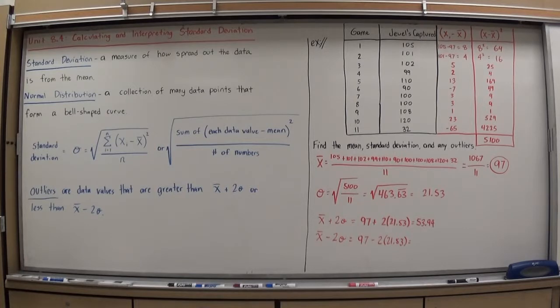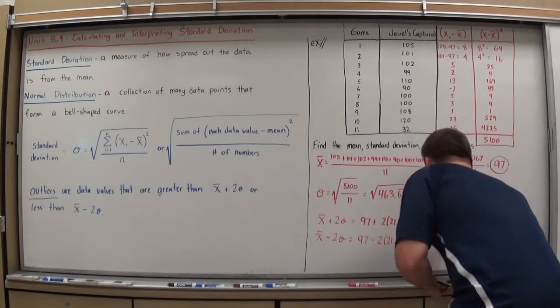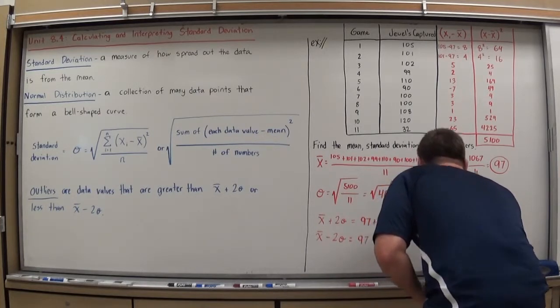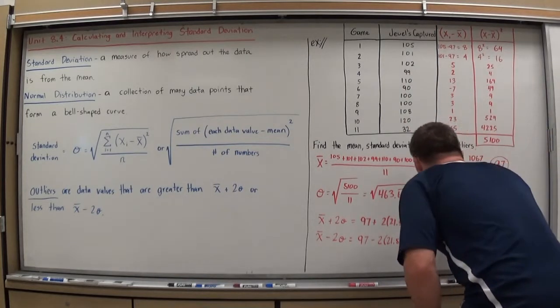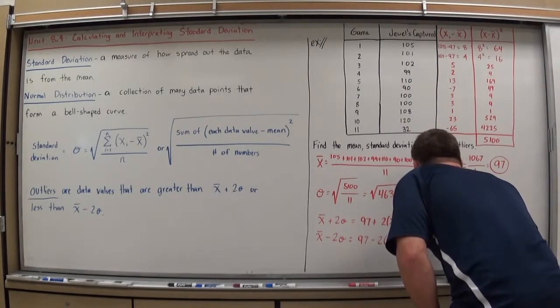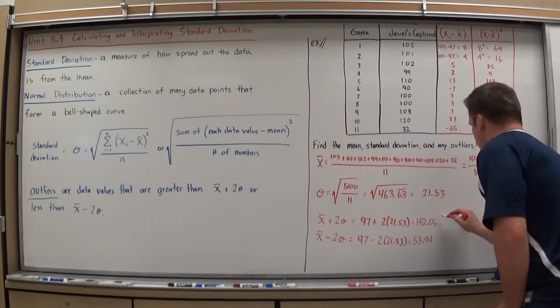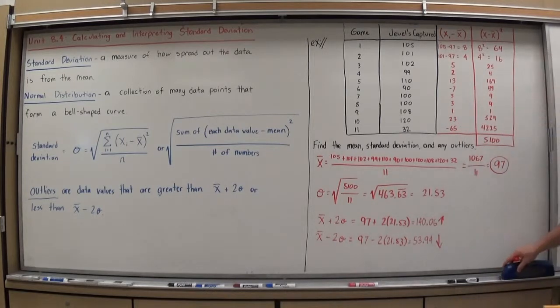My upper fence, oops, sorry, I think I wrote that in the wrong spot. I'll fix that in a minute. Yeah. So 53.94 was my lower fence. Obviously, because that is less than the mean, it wouldn't make sense to be my upper fence. My upper fence is 140.06. And so, just like I did before, anything above that is an outlier, anything below that is an outlier.